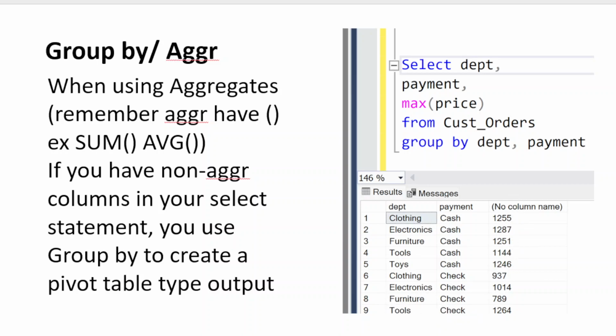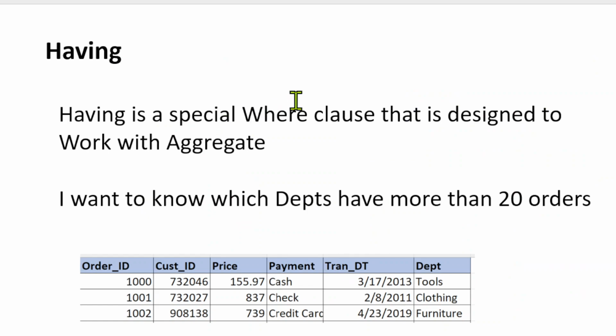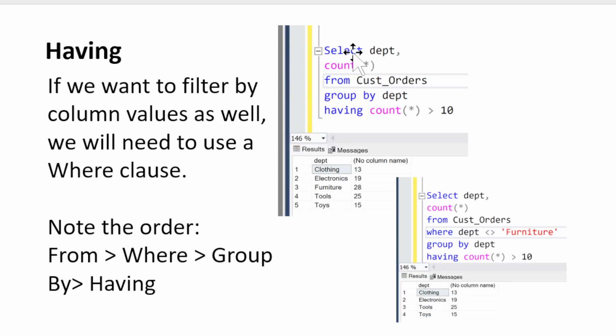Okay. Finally, we'll get into having. Having is a special where clause designed to work with an aggregate. If I want to know which departments have more than 10 orders, I can very simply create an aggregate. I select department, I do a count. So this will give me a count of their orders, group by department. And then I can add this having count greater than 10. It'll only return the ones who have more than 10 orders.